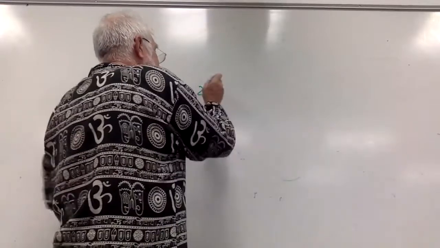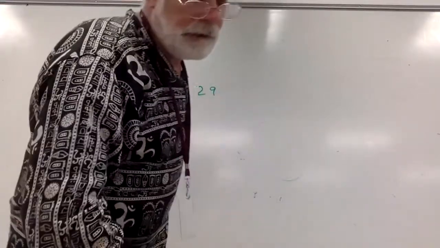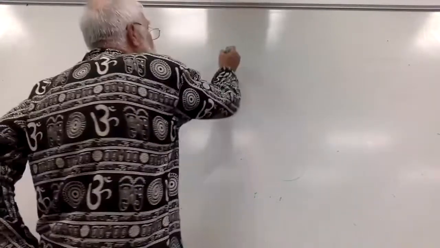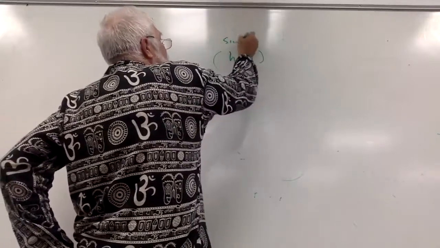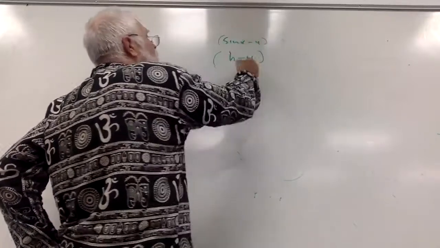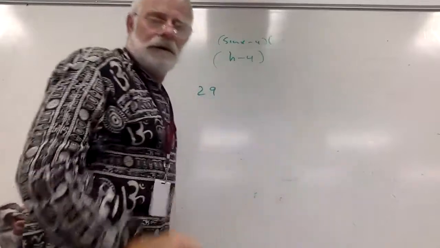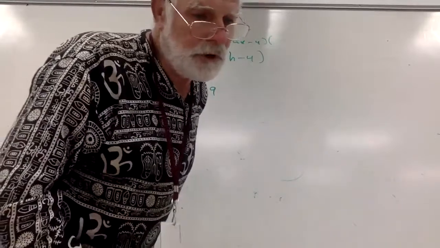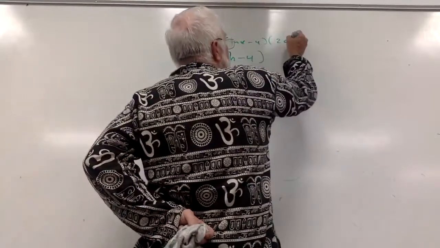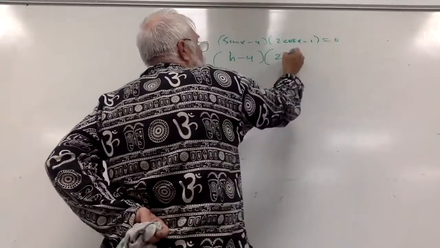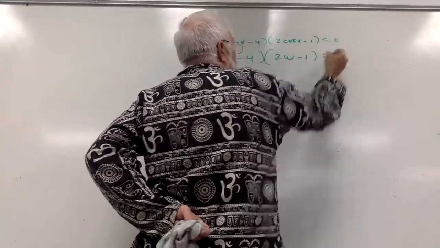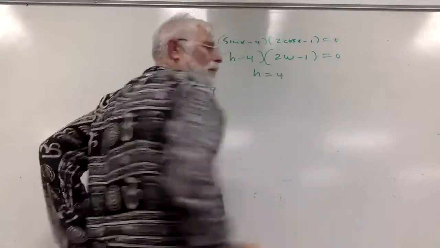29. Getting there. Sine x minus 4, which is really height minus 4. You could have said height. Sine x minus 4. That's what I do. And 2 cosine x minus 1. 2 cosine x minus 1 equals 0. I write 2w minus 1 equals 0. So heights could equal 4.